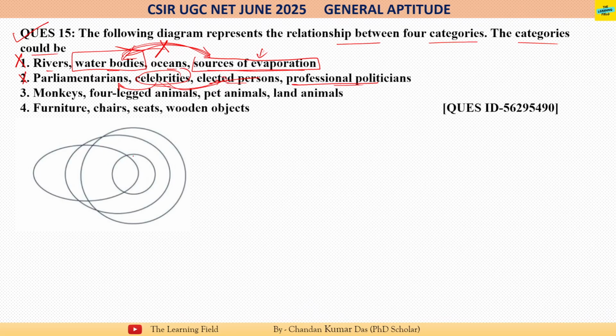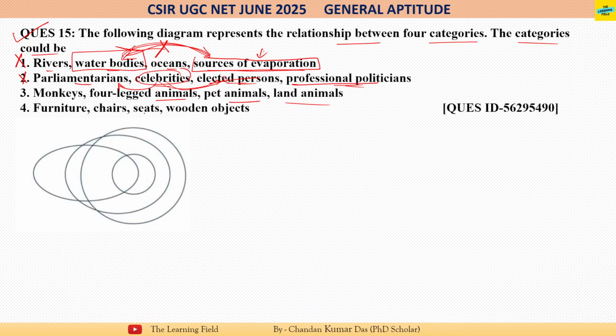See this, if we see this four-circle diagram, all four are partially connected, but there may or may not be a relationship between the celebrities and the professional politicians or elected person or parliamentarian. Okay, there is a relationship between parliamentarian, elected person and professional politician. There may be, but there is no relation with celebrities. Now, monkeys, four-leg animals, pet animals, and land animals. Fine.